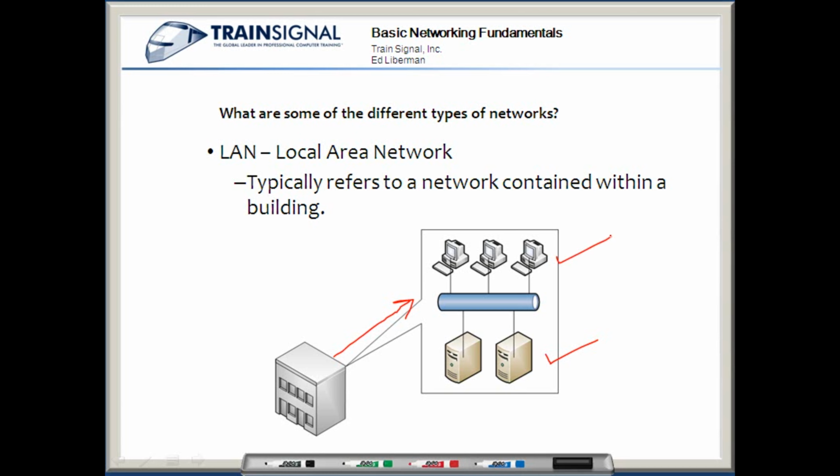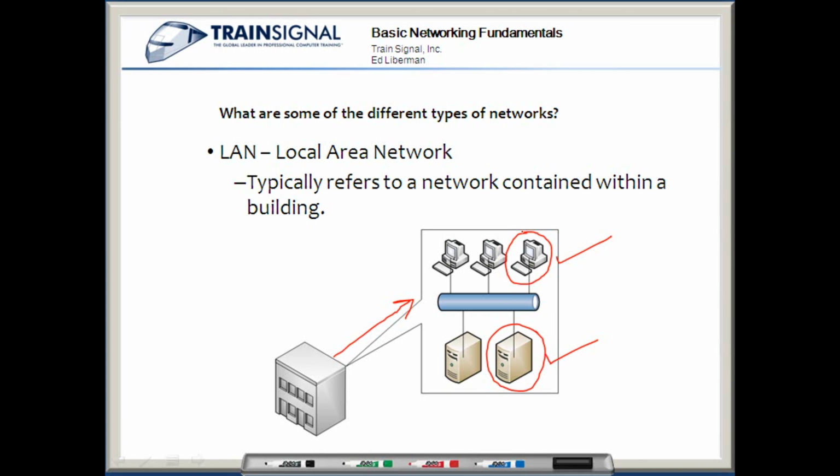And by the way, let me just point out right now, throughout this entire course, anytime you see this picture right here, I'm representing a server with that. And anytime you see this picture right here, that's representative of a client, just so that you understand any diagrams that I use throughout this course. Now, I said that a LAN is typically a network contained within a building, or localized within a building, right? Thus the name Local Area Network.